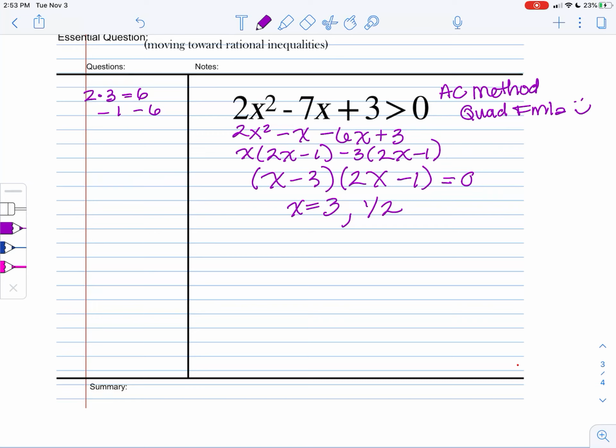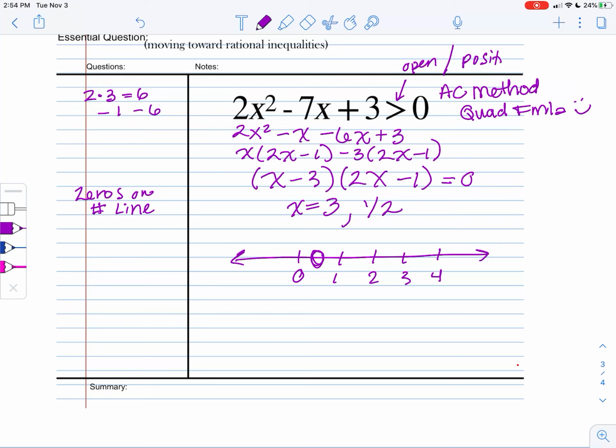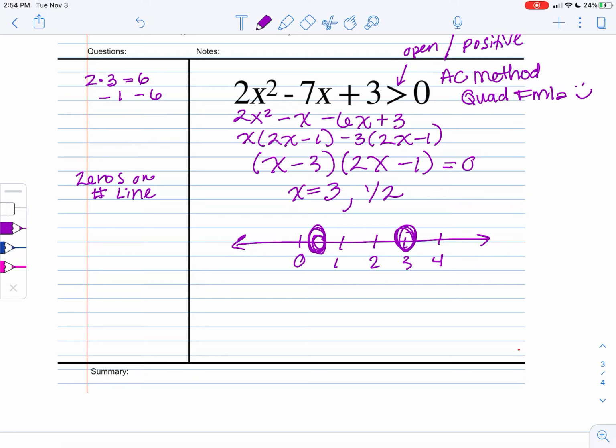Okay, so if I think back to that last example, the first step was to find the zeros and to place them on a number line. Zeros on number line. So it looks like 1/2 would be here. Oh, look, this one's an open circle. And greater than means we want positive answers, greater than 0. And then 3. Okay, so I've got my 2 spots on here. And then I'm going to draw those lines down and give myself some space to make my chart.